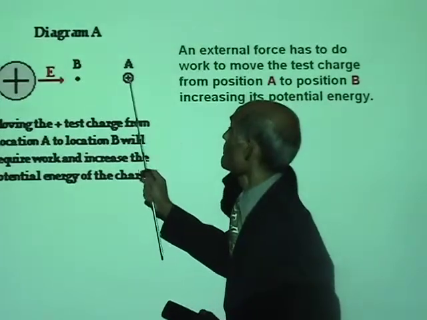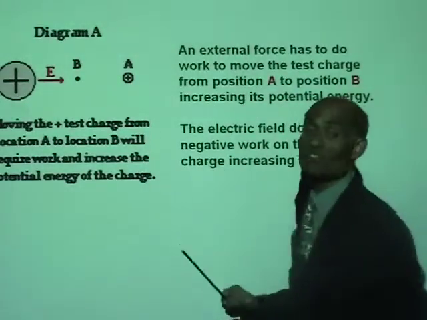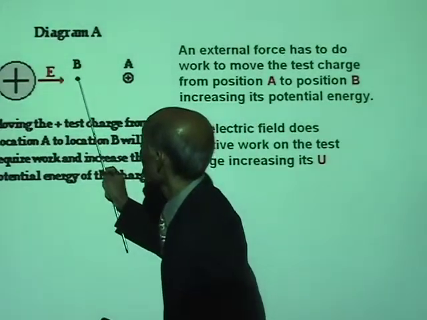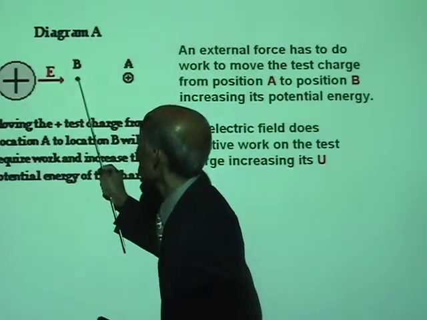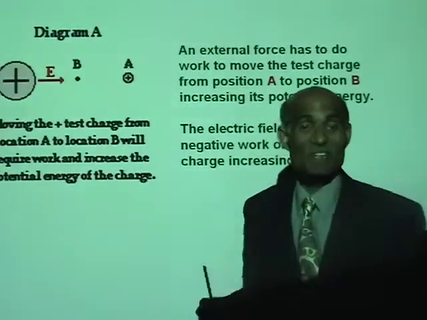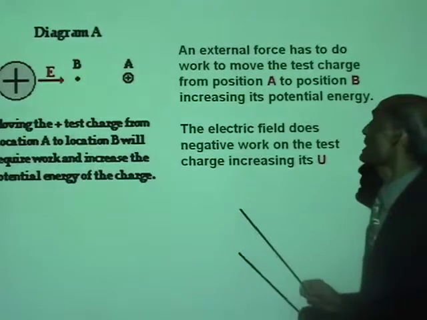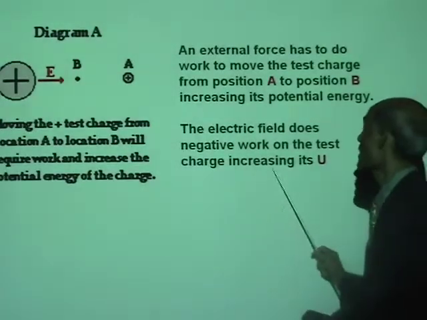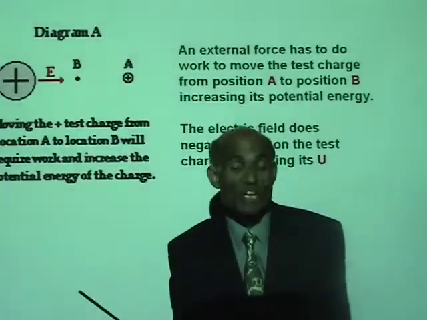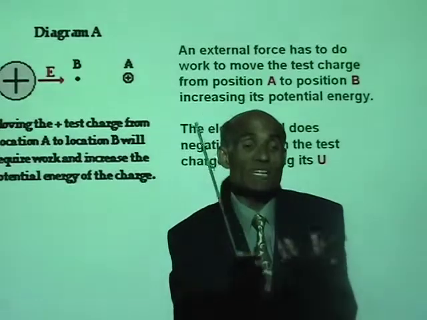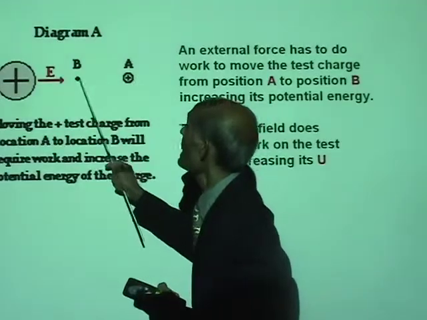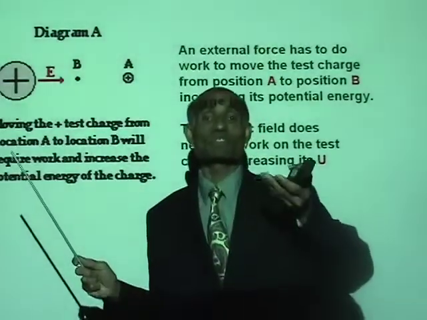So, now the electric field does therefore negative work. If an external force does positive work moving it from A to B, that means the electric field does negative work, same way as the gravitational field. So the electric field does negative work on the test charge, increasing its potential energy. You see, whenever work is done on an object to move it, its potential energy increases. So if you move the test charge from A to B, its potential energy increases.